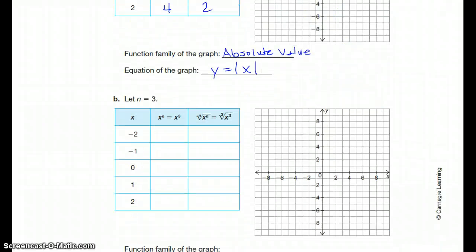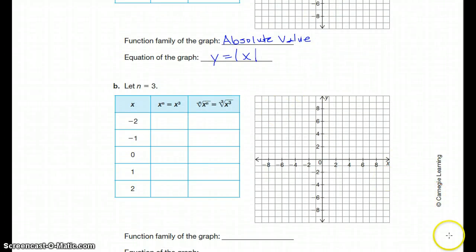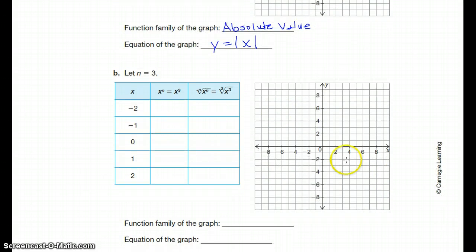Part B asks us to do the same thing. So I'm going to walk through part B with you as well. This time, instead of asking us to have n be 2, we're asking n to be 3. If n is 3, then we have to cube negative 2. Again, cubing just means we're taking that times itself 3 times. So negative 2 times negative 2 times negative 2, we actually get negative 8. If you cube root negative 8, we showed this in class last time, you actually get back negative 2.